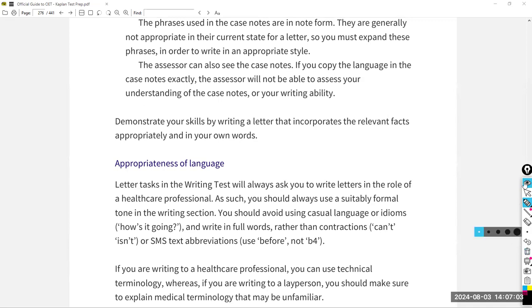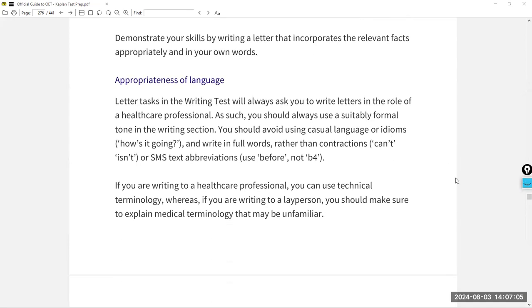Okay, now what about the appropriateness of language? Letter tasks in the writing test will always ask you to write letters in the role of a healthcare professional. As such, you should always use a suitably formal tone.